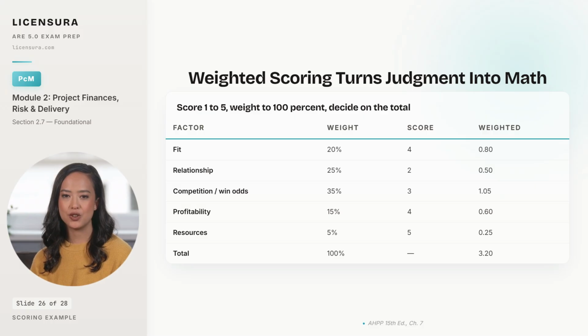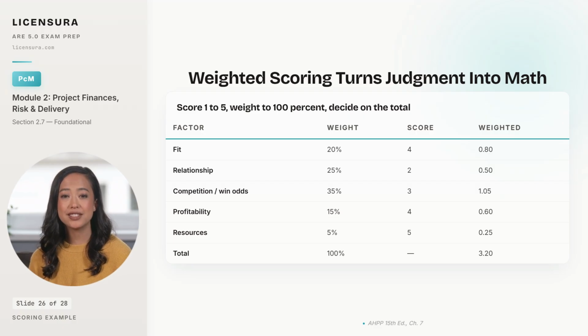The decision rule is straightforward. Below 2.5 is a no-go. Between 2.5 and 3.5 is a review with the principals, and above 3.5 is a go. The score above is 3.20, which lands in the review band. And that is exactly where you want most pursuits to land, because the easy yes is rare and the easy no is rarer still. The whole point of the framework is to surface the middle cases for an explicit conversation instead of defaulting to yes, because nobody wants to be the person who says no.